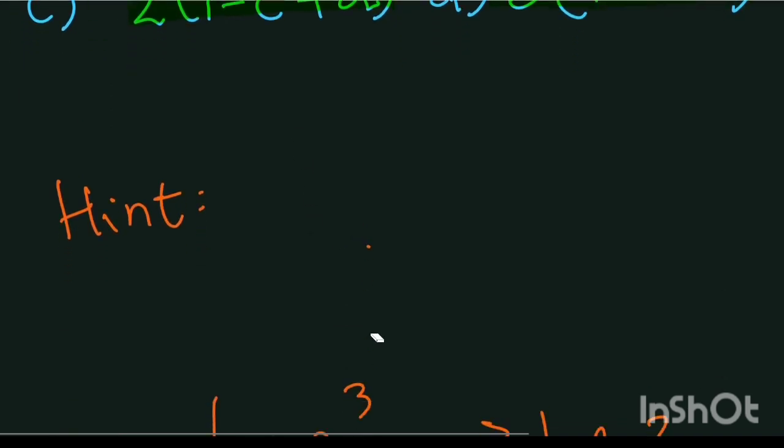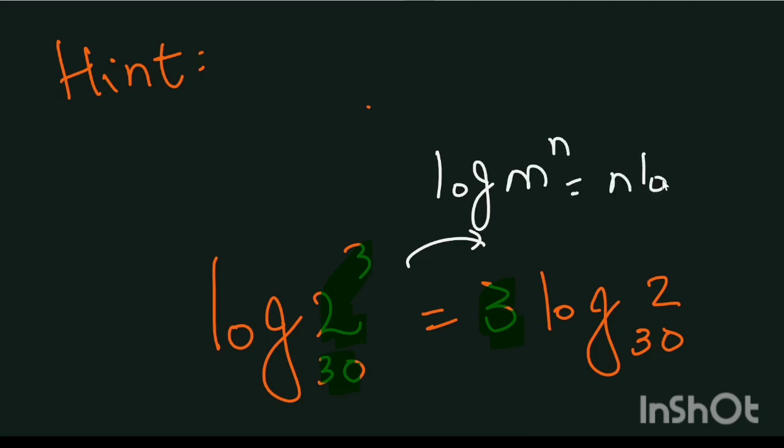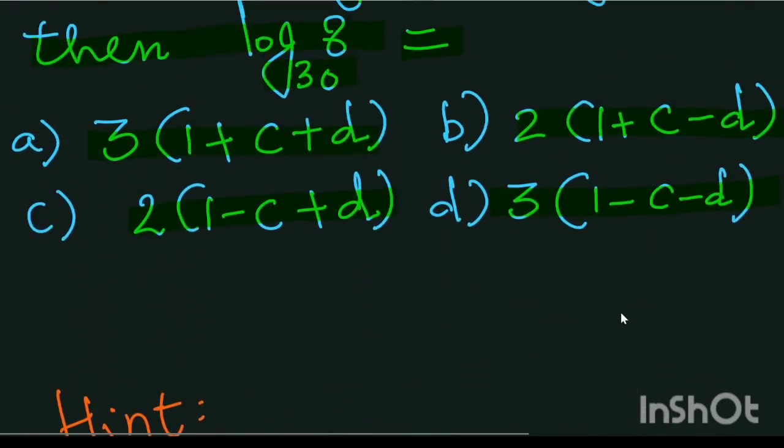So guys, if you look at the question, which is log 8, log 8 can be written as log of 2 cube base 30, and then 3 will come down using log m to the power n is equal to n log m. So 3 log 2 base 30. Now 3 is something which is present in options A and D. So we can try A and D first.